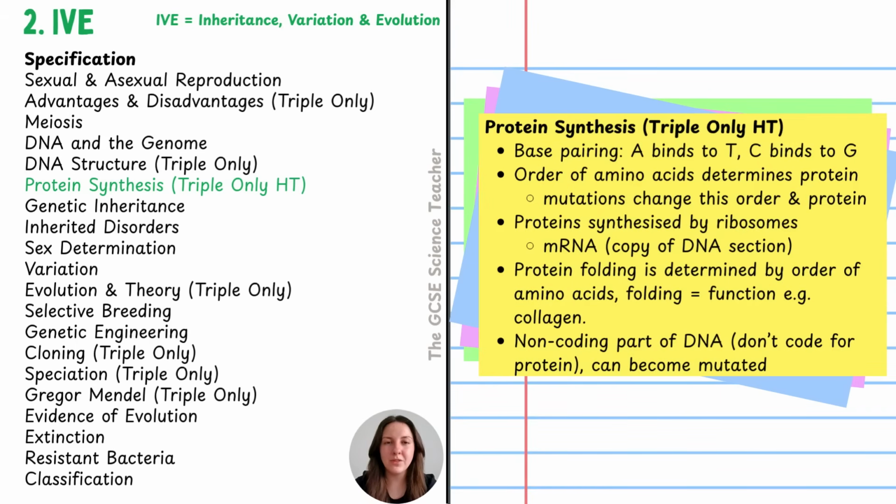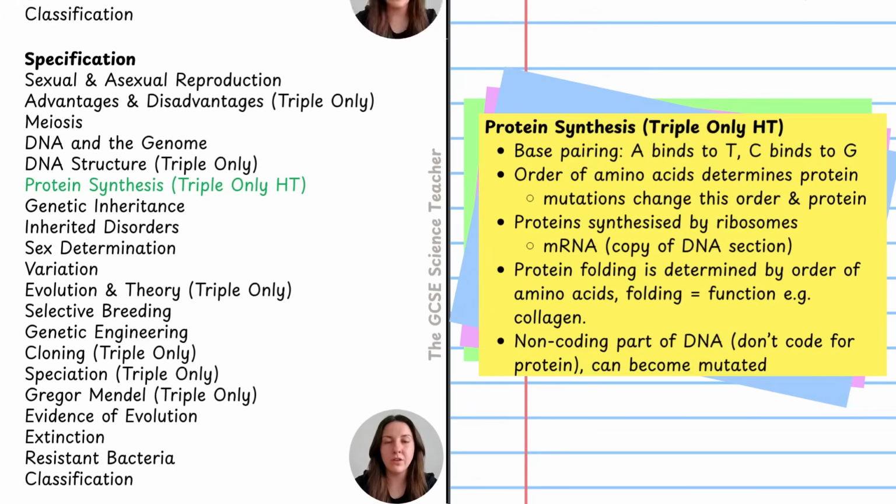Proteins are synthesized by ribosomes, and mRNA is a copy of DNA, which allows this process to happen. Protein folding is determined by the order of amino acids, so the folding links to the function of the protein, such as collagen. If non-coding parts of DNA are mutated, this does not code for a protein, and therefore it won't affect the protein.